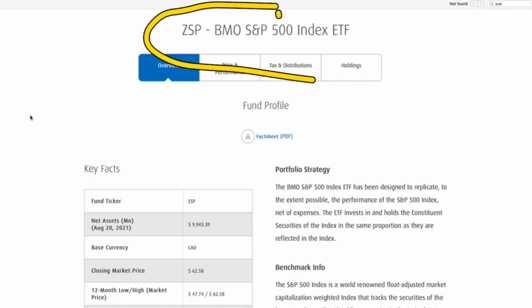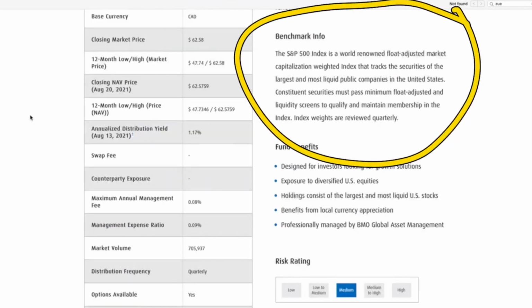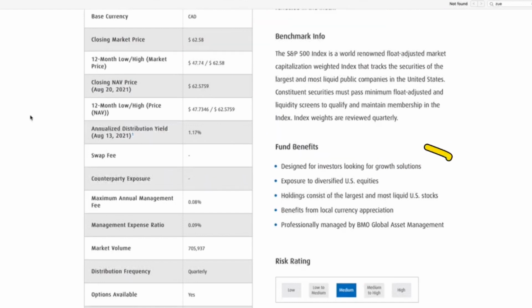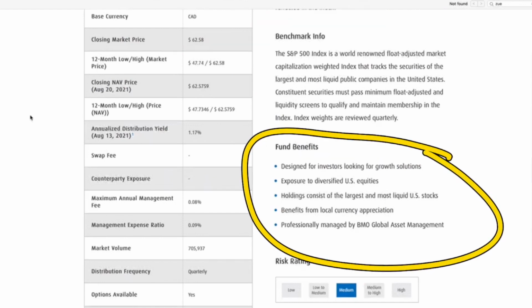Okay, so what is the difference between ZSP as well as ZUE? Well, basically what ZSP does is it's an index fund for the S&P 500, which is the American stock market, or at least one of the American stock markets. It's basically designed for investors looking for growth solutions. As we know, the S&P 500 goes up generally around 8% per year, so that's pretty good. That's a lot higher than inflation. And of course, exposure to the US stock market.